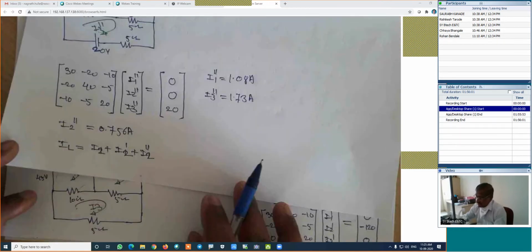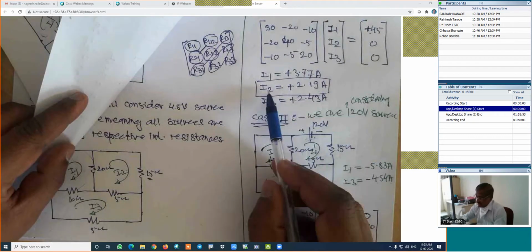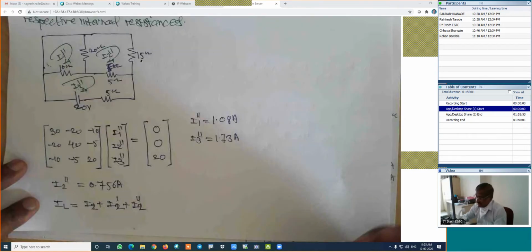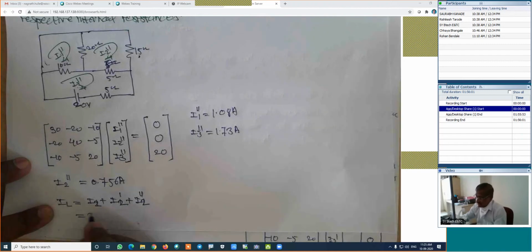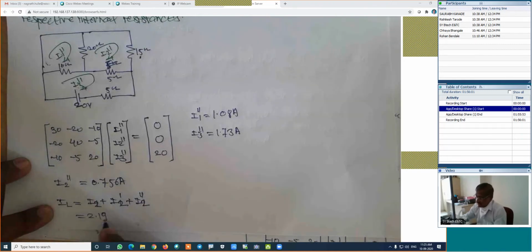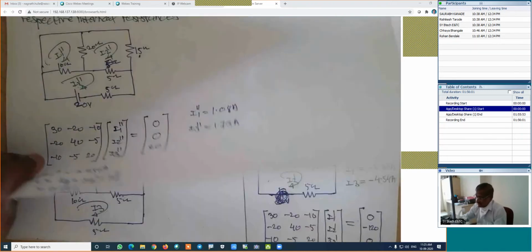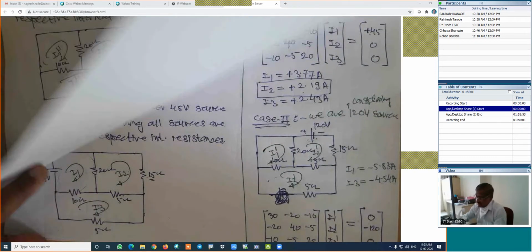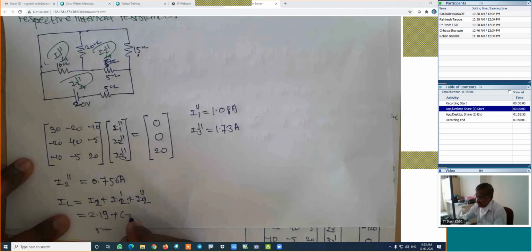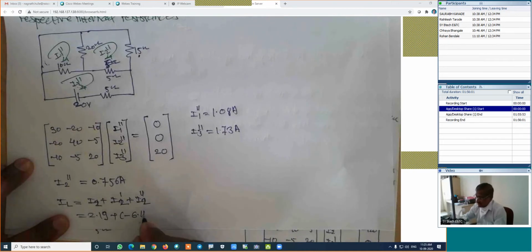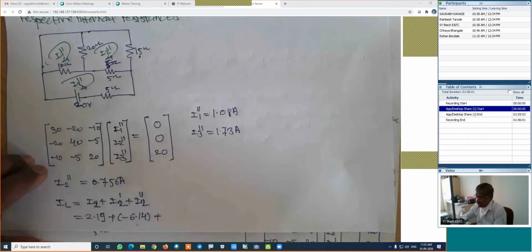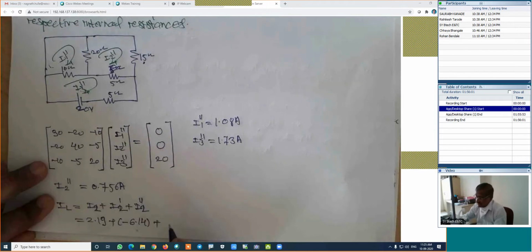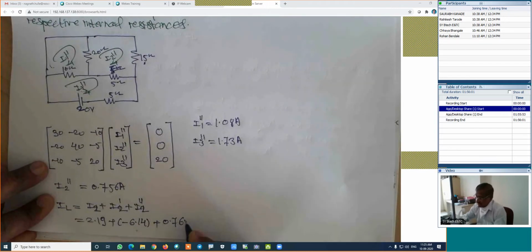How much is the value of I2? As per our calculation, this value is 2.19 amperes. This is equal to 2.19 amperes plus. How much is the value of I2 dash? It is minus 6.14. This is minus 6.14. Then plus. How much is the value of I2 double dash, which is 0.756.